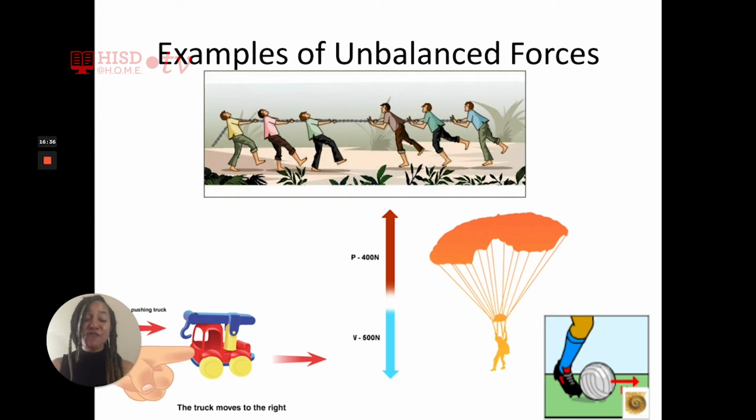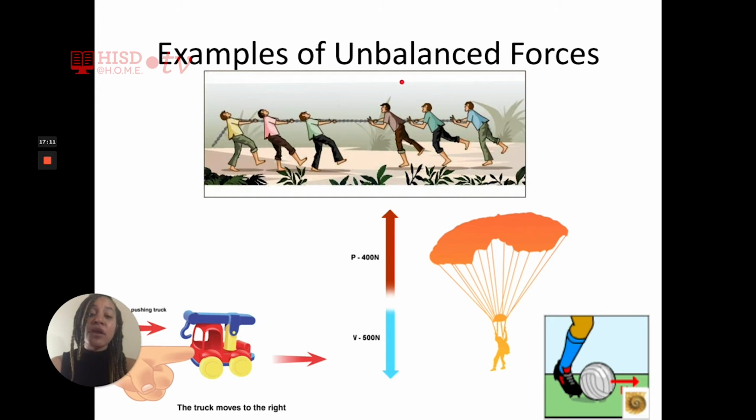Examples of unbalanced forces. How many of you have played tug-of-war? In tug-of-war, usually someone wins. That's an unbalanced force. That's because the side of the rope that has the most force will win, because the forces on one side are different from the forces on the other side. Because the two forces are different, one side would win, and this rope would have unbalanced forces acting upon it.